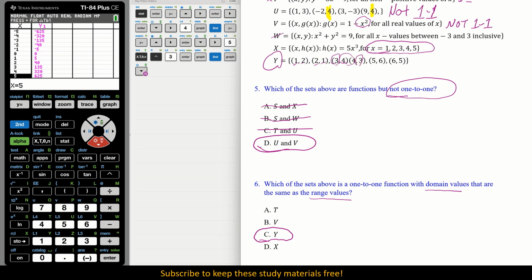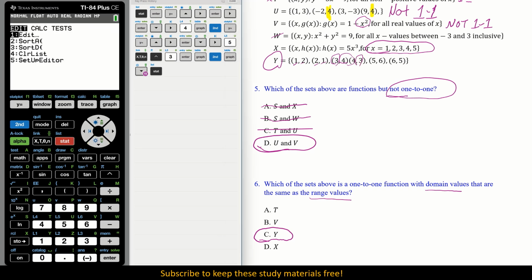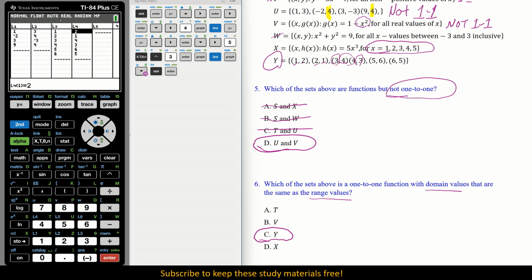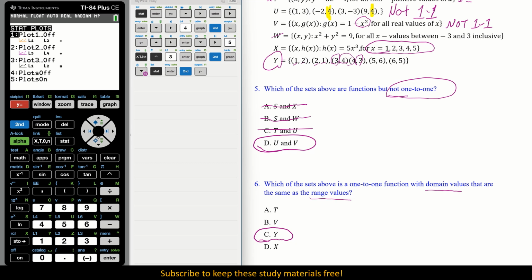Okay, let's look at this. I've already got it set up. So let me go to stat, push enter. I've populated L3 and L4 with these points. So you might want to go and do that. Remember, we've shown you that before in prior videos. Okay, now we've populated it, but what we need to do is go to second Y equals, and I have actually put all of it in plot 2. So I highlighted that. Let's push enter.